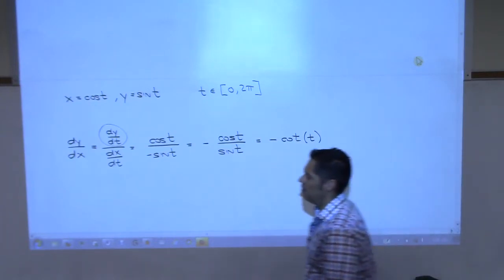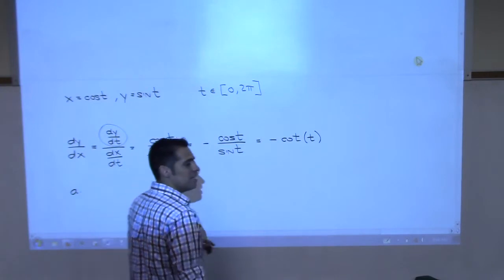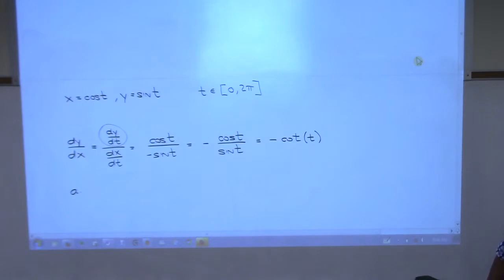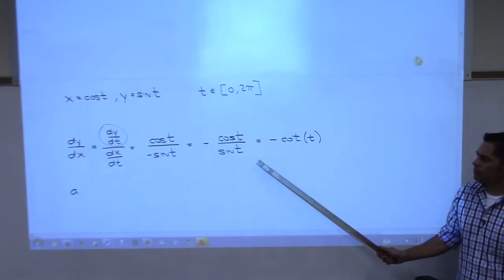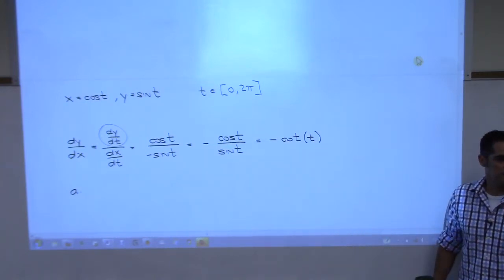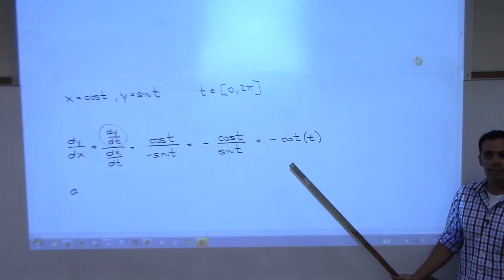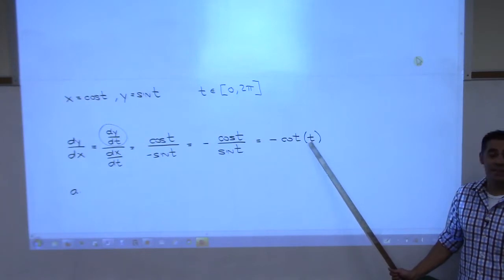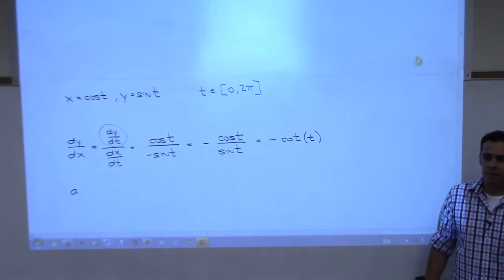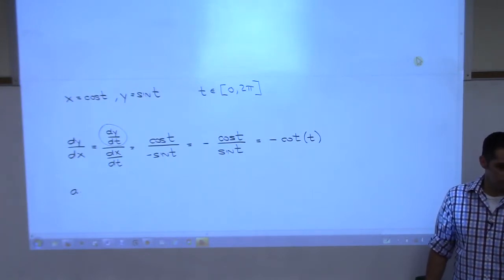So part A said find the slope of the tangent line at the point root 2 over 2, root 2 over 2, right? But to find the slope of the line, what do I need? This is the slope of the tangent line, right? What do I need in order to give you an answer? Do I need a point? Yeah, t. I need a t, don't I? I need to know what t is. So I actually need to figure out what t got plugged in that took me to the point root 2 over 2, root 2 over 2.